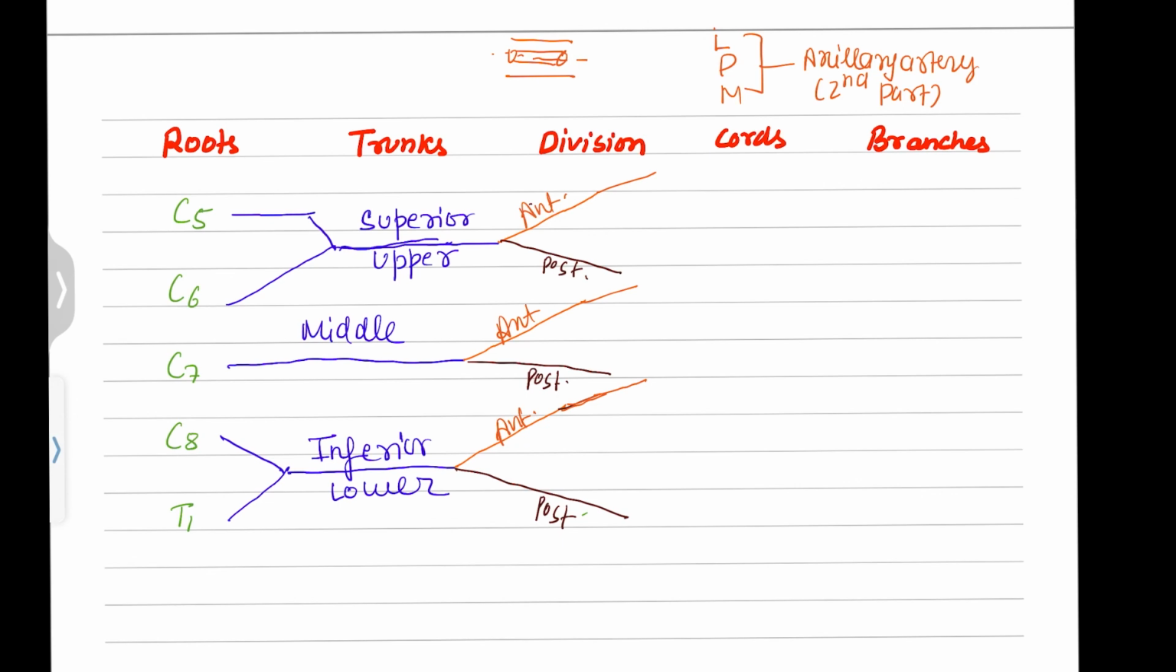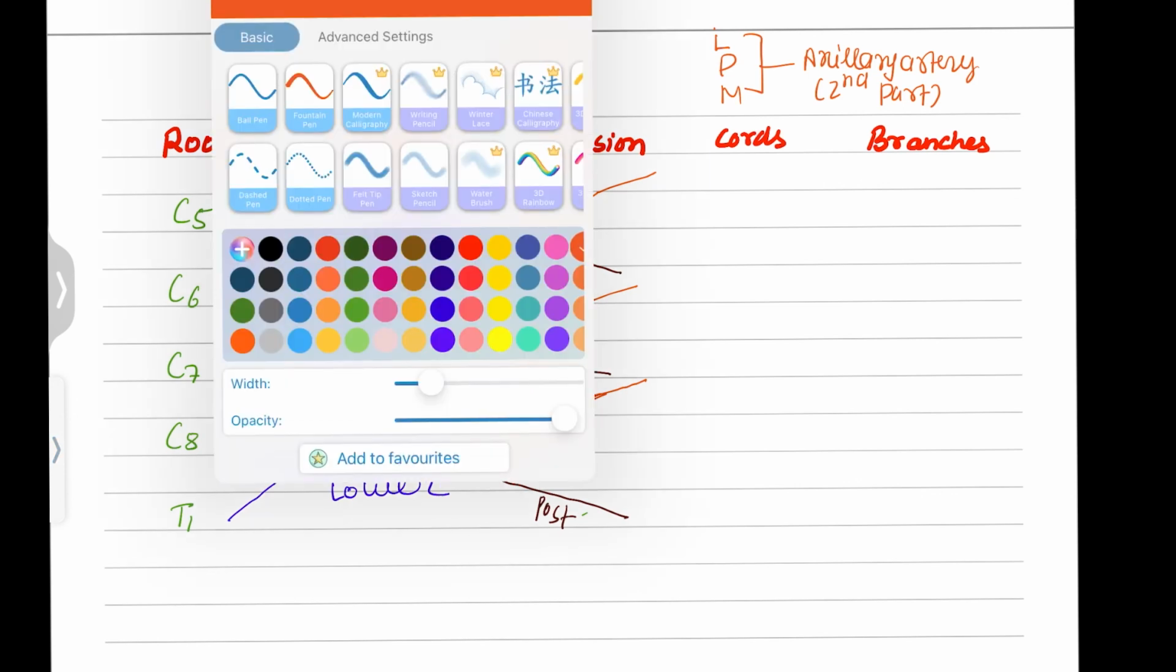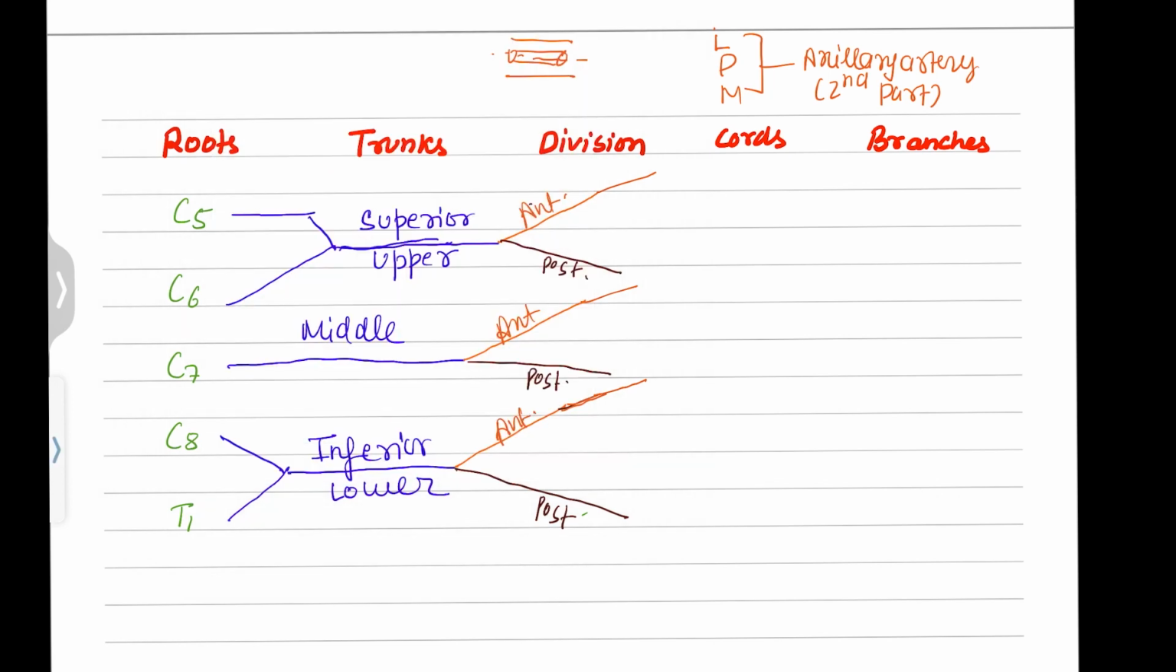Now we will change the color, probably to make it look good, because my handwriting isn't that good. So the anterior division of the superior and the middle trunk will converge. Just follow me here, don't lose it. It is probably the most complicated part here. These will form the lateral cord.